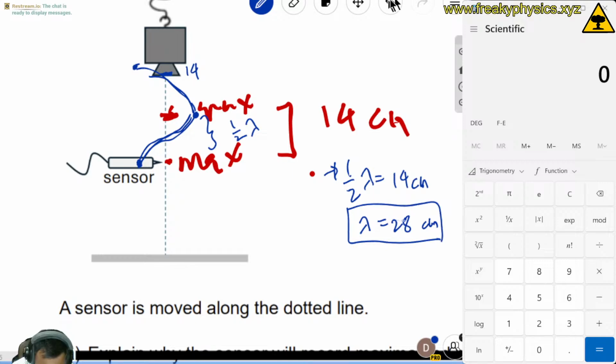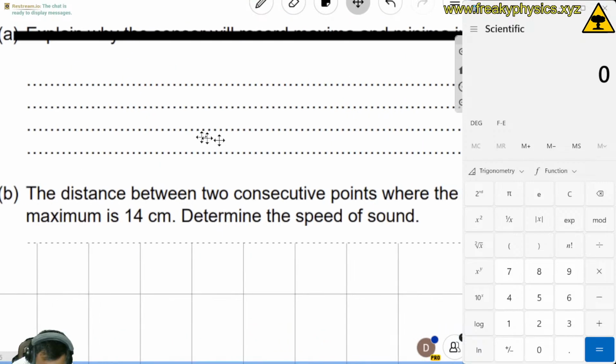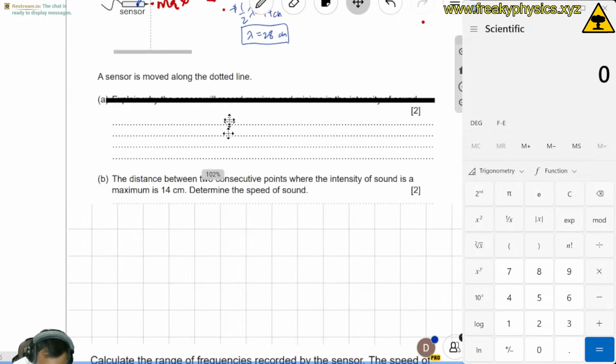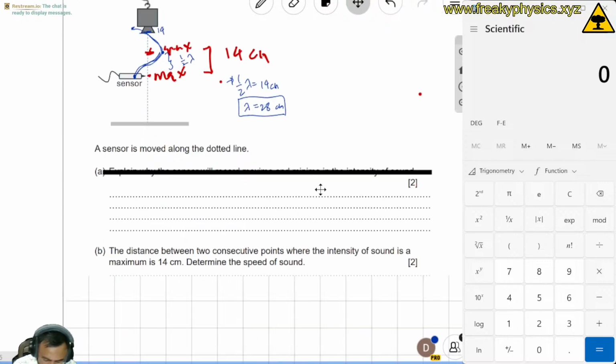What's the actual question? Oh, right. Okay, so what's the actual question here in B? We're determining the speed of sound, and that's easy now because we now have a maximum. We now have a wavelength, and we now have a frequency. So what do we do here? Frequency times wavelength equals the speed of sound.